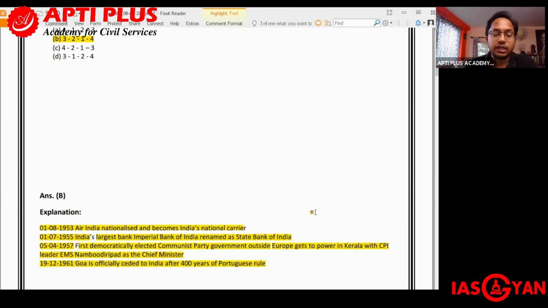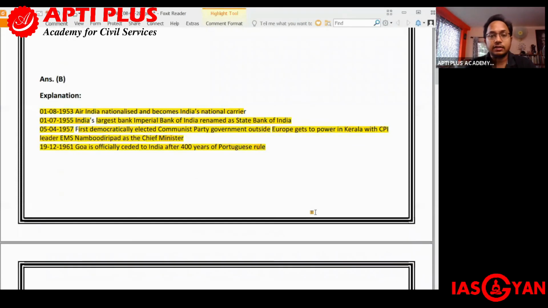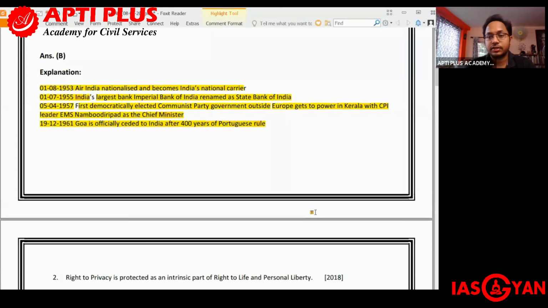So, 1953, Air India was nationalized and became India's national carrier. 1955, India's largest bank, Imperial Bank of India, was renamed as the State Bank of India. 1957, India's first democratically elected Communist Party government. In fact, it was the first democratically elected Communist Party government outside Europe. It came to power in Kerala. And Goa became a part of India after 400 years of Portuguese rule in 1961. Okay? So this is the sequence.